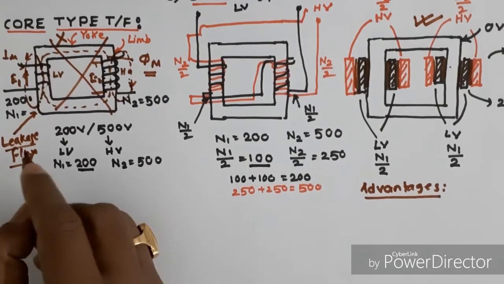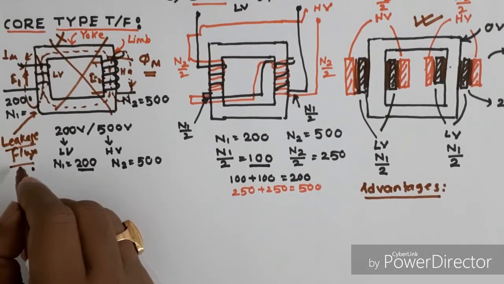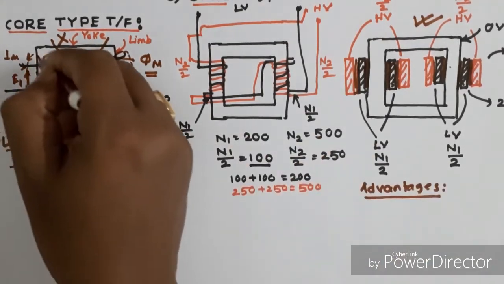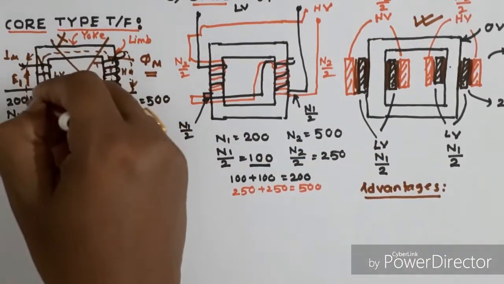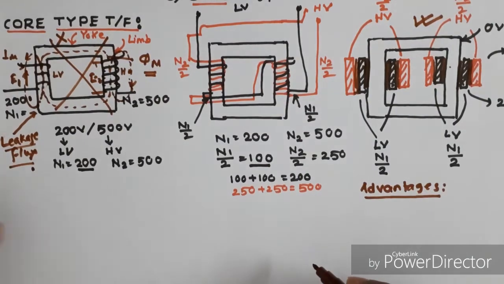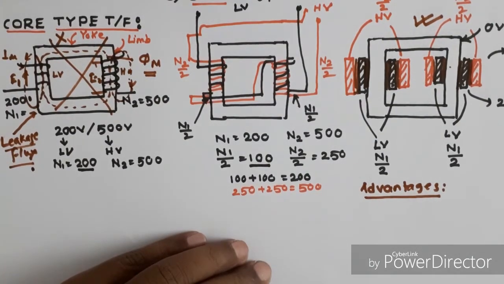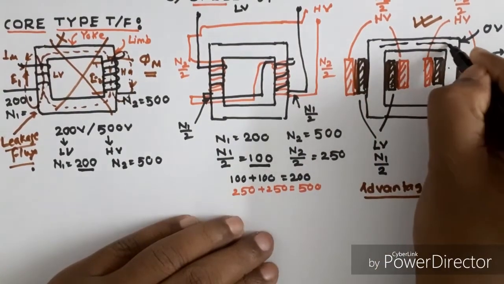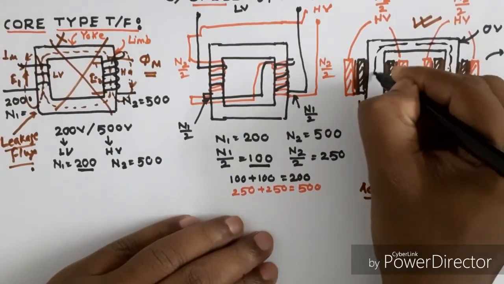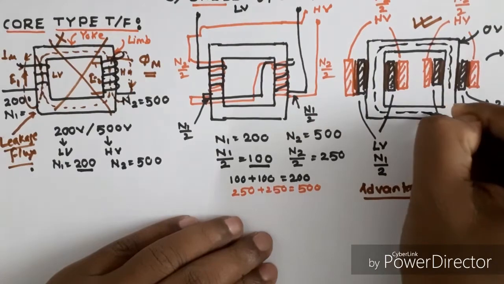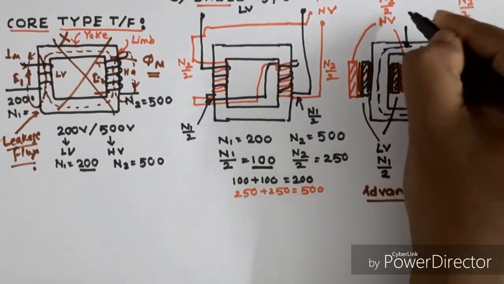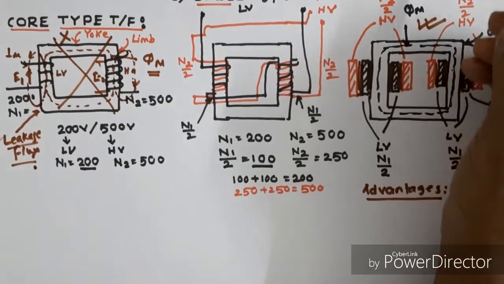We want to reduce the leakage flux as much as possible. Here there is a very high amount of leakage flux. But here, whenever the flux, this is the mutual flux, passes through the core and links with both the LV and HV winding, that is your mutual flux phi m.